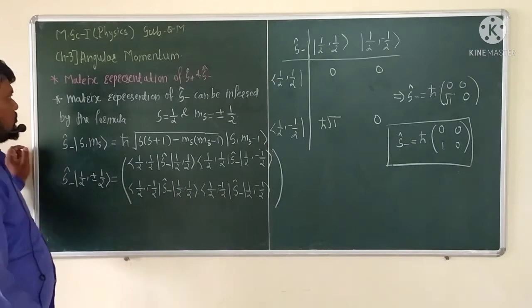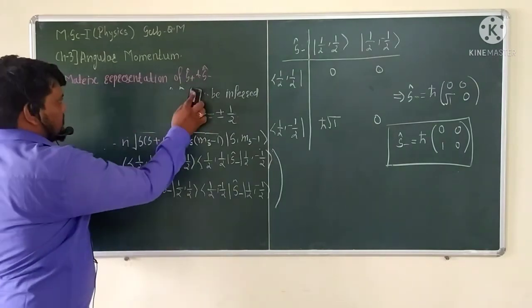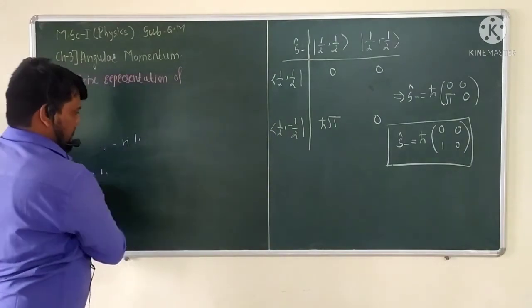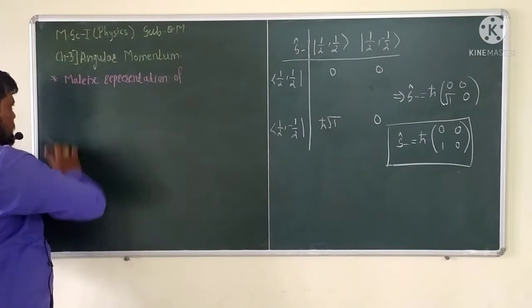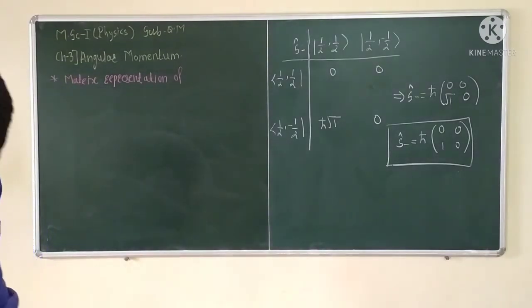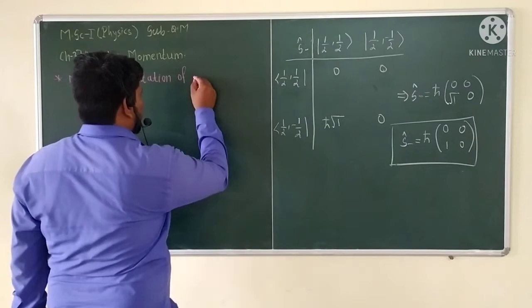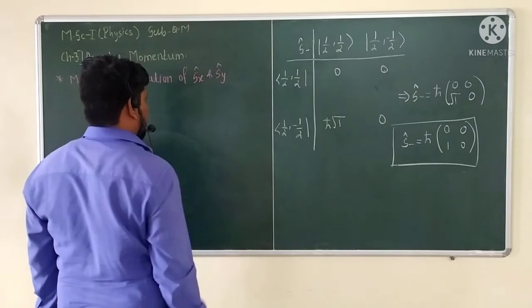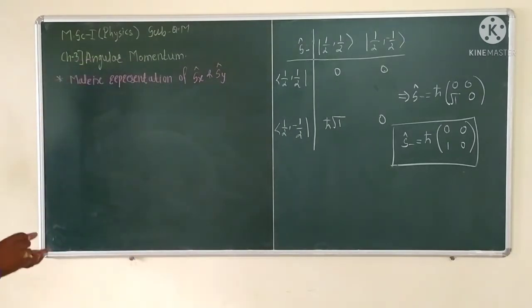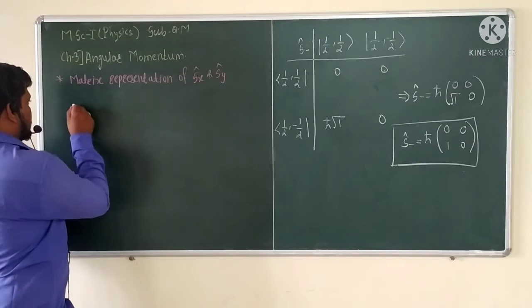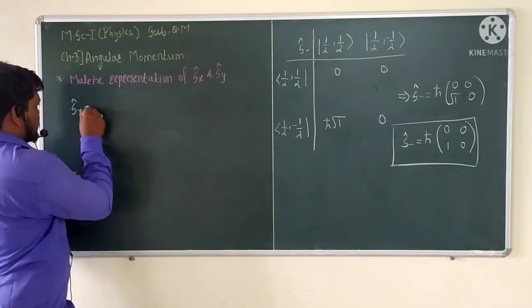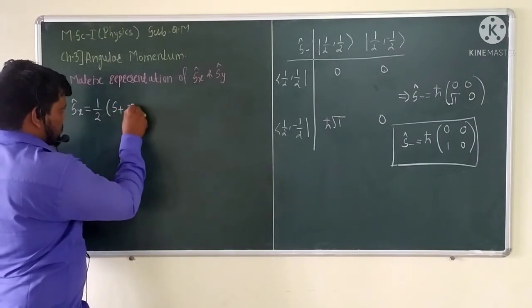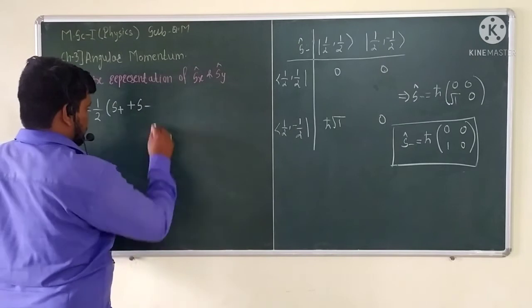Okay, so again we want to see here the matrix representation of the Sx and Sy operators. The matrix representation of the Sx cap and Sy operators can be implied by the formula, so that is Sx cap is nothing but 1 by 2 in bracket of S plus plus S minus.